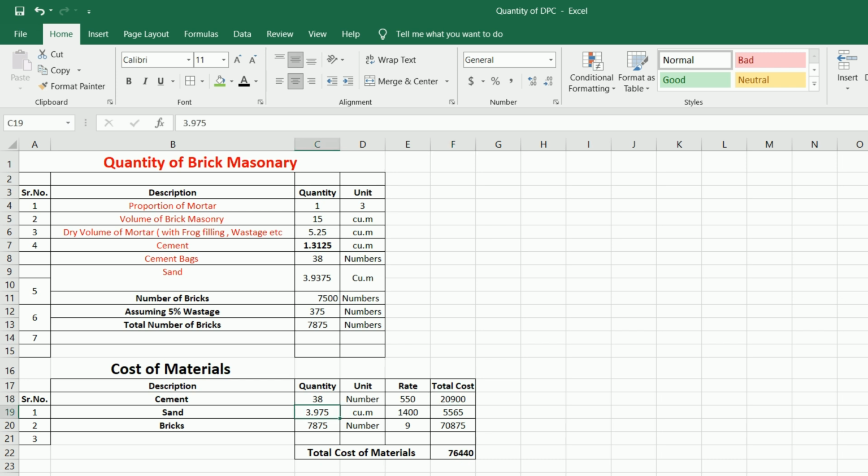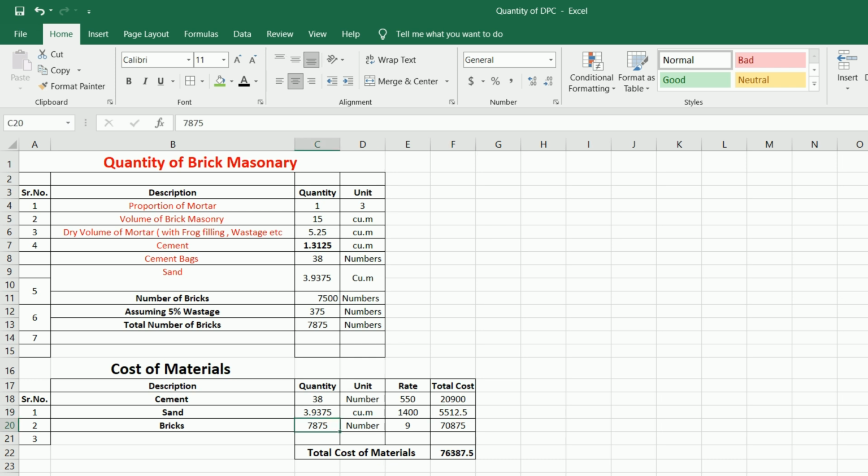Now come to the sand. The sand volume is 3.9375. The rate of 1 cubic meter sand is 1400 rupees. So the total cost of sand is 5,512.5 rupees.